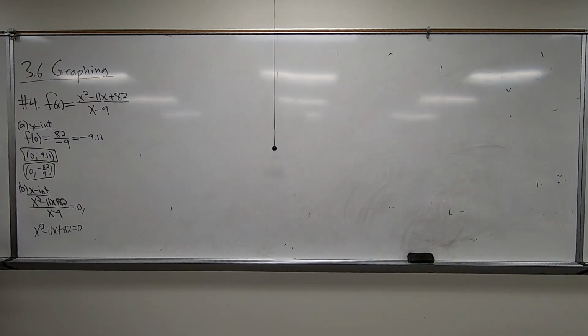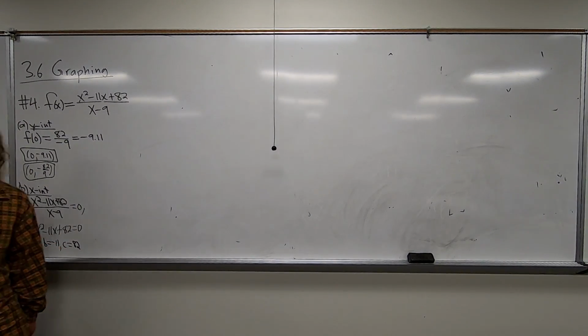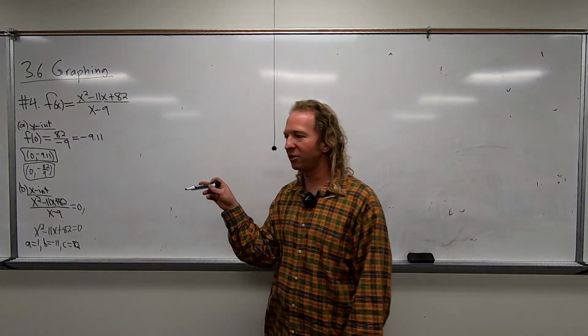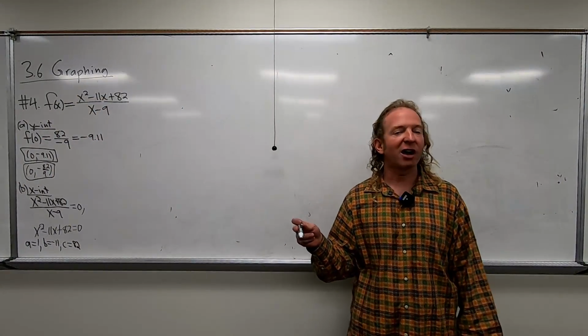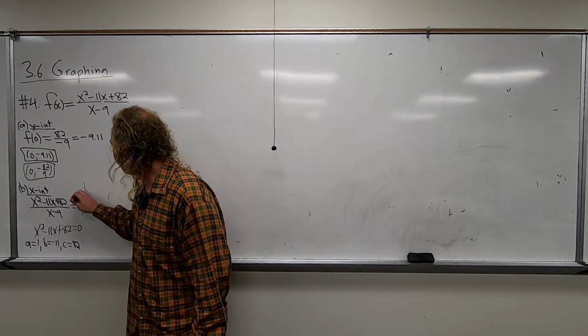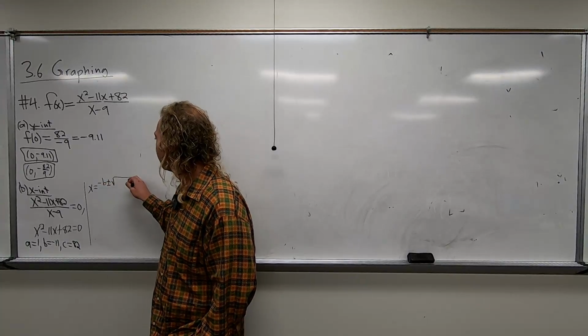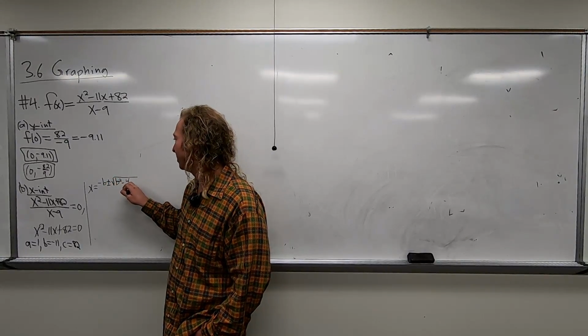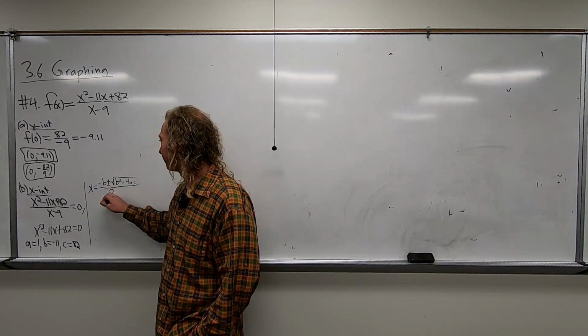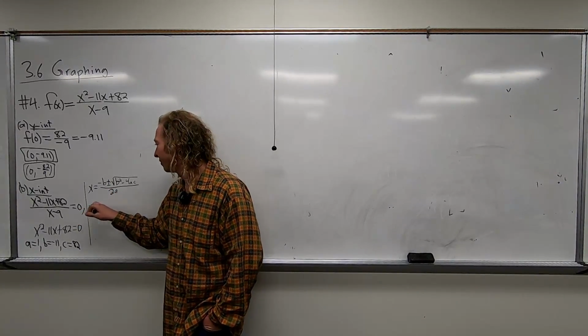There's a couple ways to do this. I guess you could use the quadratic formula. That would be a good thing to do, I guess. I really don't want to do it, but let's do it. So a is equal to 1, b is equal to negative 11, and c is equal to 82. You can actually just look at what's called the discriminant, the b squared minus 4ac. If that's less than 0, you're going to have imaginary answers. But let's pretend we didn't know that. So x is equal to negative b plus or minus the square root of b squared minus 4ac, all over 2a.